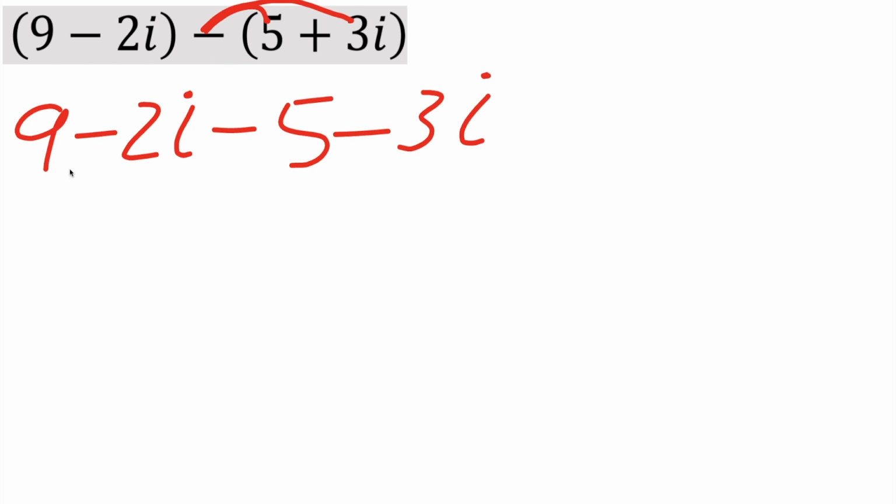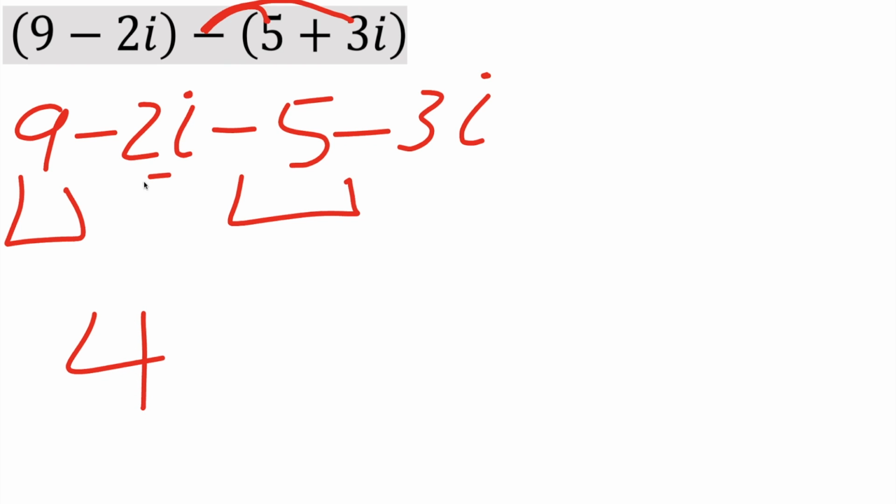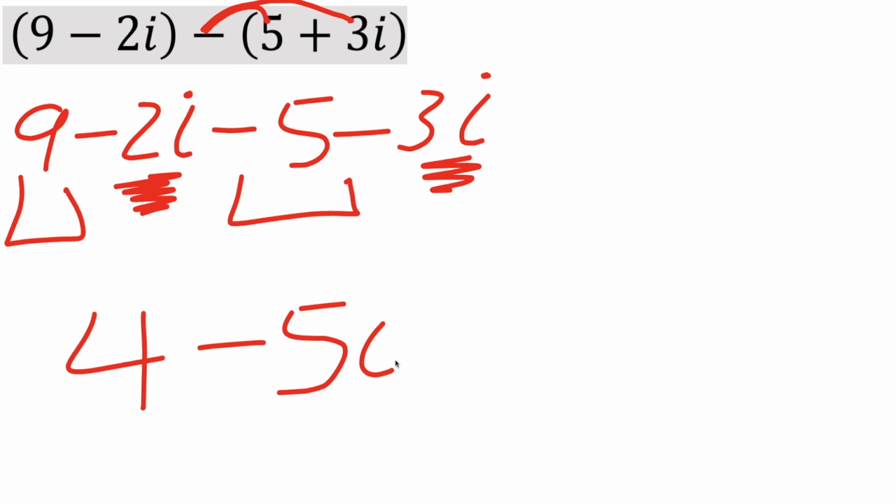And at this point, we're going to combine like terms. So 9 minus 5 is 4. And negative 2i and negative 3i. Negative 2 minus 3 is negative 5. So we have negative 5i. And we can box in this answer.